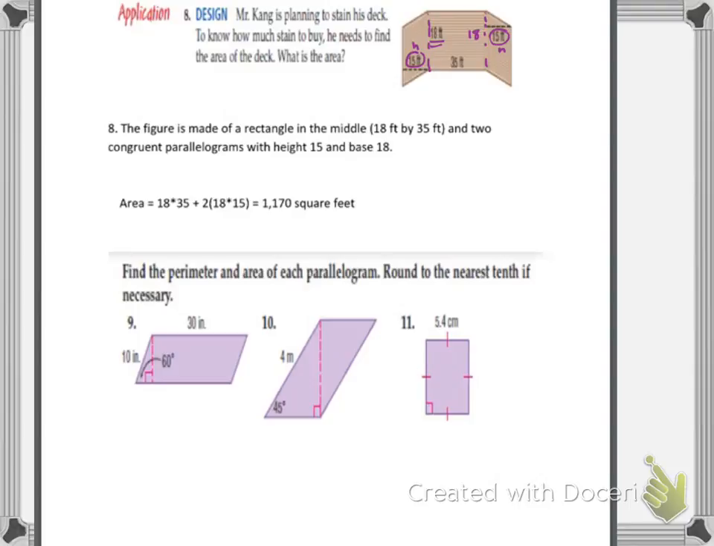So our calculation on this one is going to be the area of the rectangle, which is 18 times 15, plus 2 parallelograms, that's what the 2's for there, and each parallelogram has a base of 18 and a height of 15, so 2 times 18 times 15, which works out to be 1,170, and the correct unit would be square feet, since everything is measured in feet.